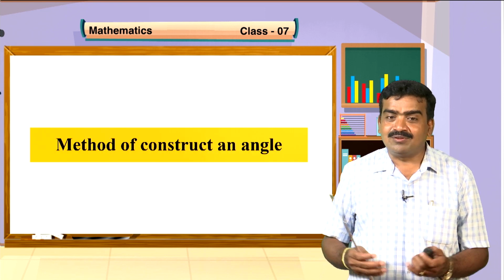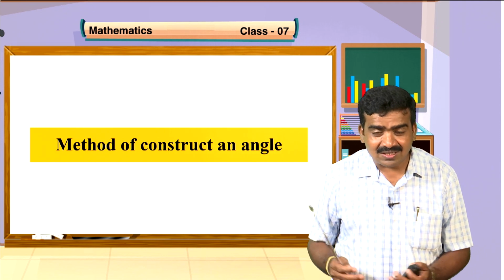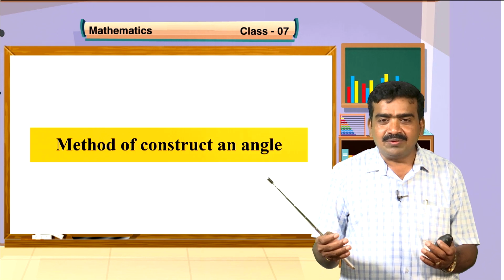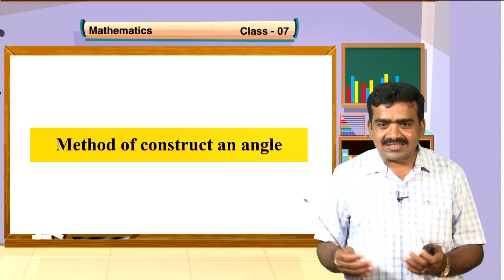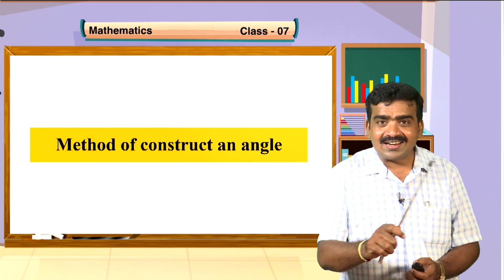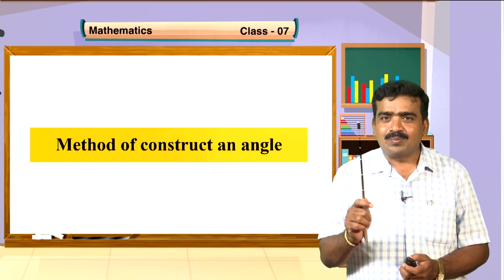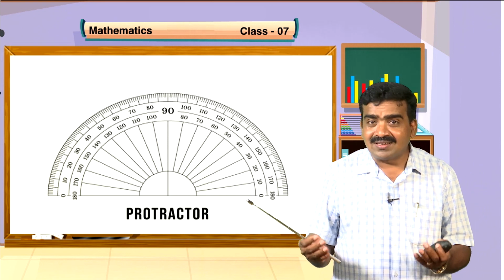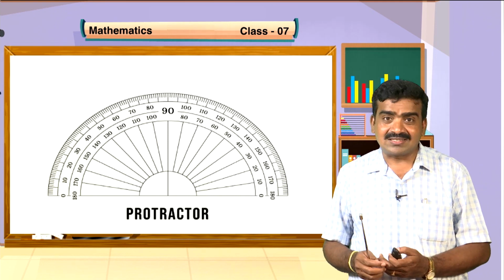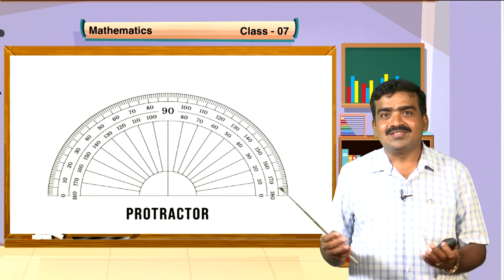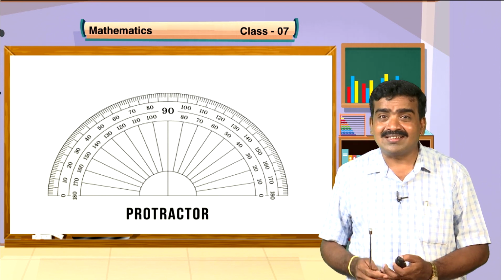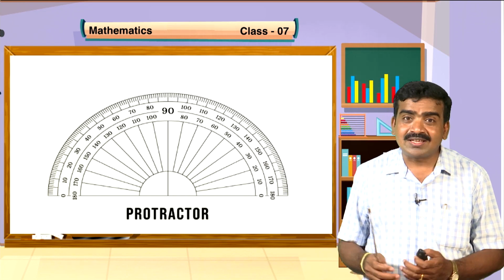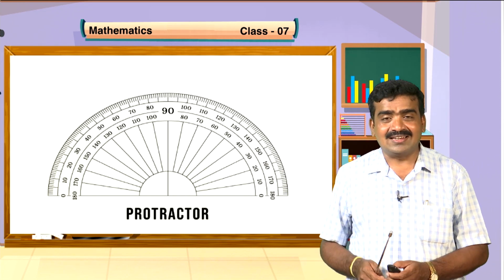Now, shall we recall the method of construction of an angle? Yes, my dear students, I will give you some angles for construction. Now you should get ready with the scale, protractor and a book along with a pencil. Can you tell me the instrument used to construct an angle? Yes, you are exactly correct. It is a protractor. A protractor is an instrument used to measure an angle and to construct an angle.